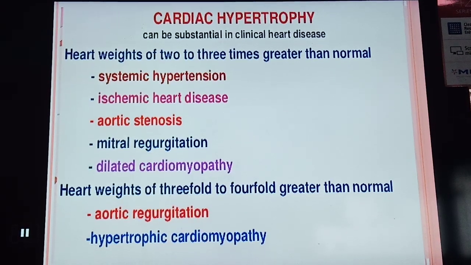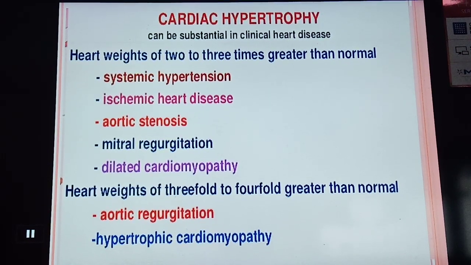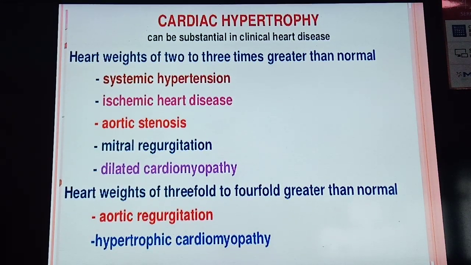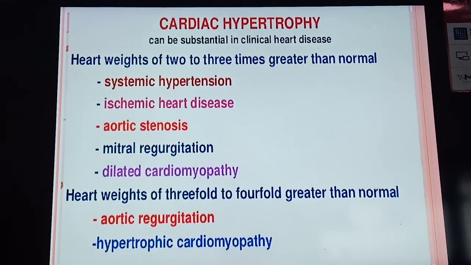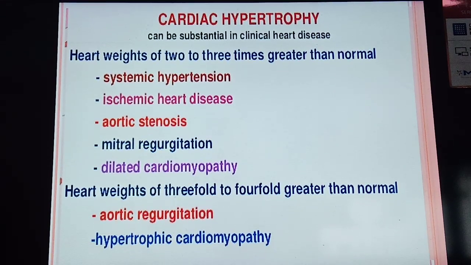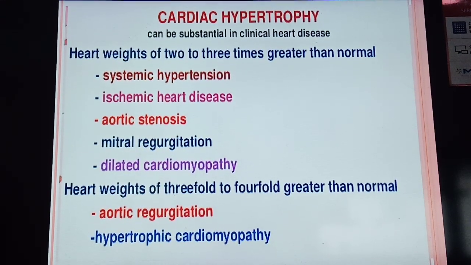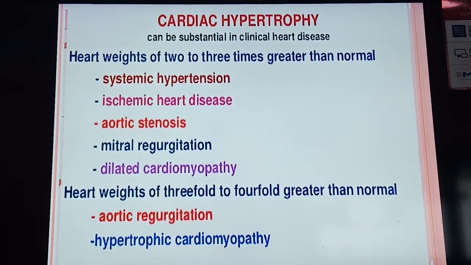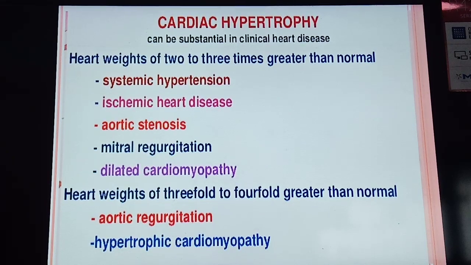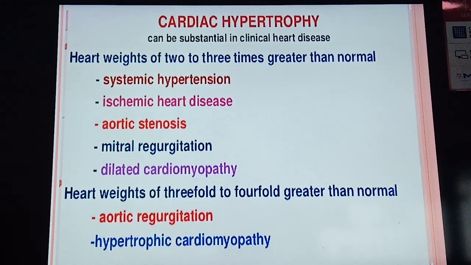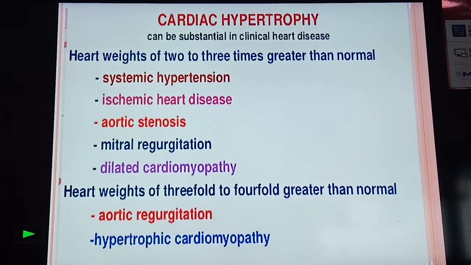Cardiac hypertrophy can be substantial in clinical heart disease. Heart weight is 2 to 3 times greater than normal due to systemic hypertension, ischemic heart disease, aortic stenosis, mitral regurgitation, or dilated cardiomyopathy. Heart weight is 3-fold to 4-fold greater than normal due to aortic regurgitation and hypertrophic cardiomyopathy.